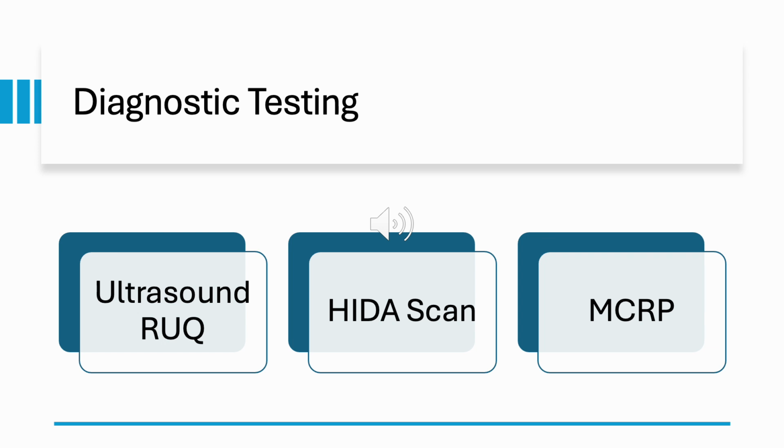Diagnostic testing for cholecystitis involves a right upper quadrant ultrasound. That would be the first test because it's the least invasive. A HIDA scan may be done. This would be done in nuclear medicine. They inject a radioactive tracer into a peripheral vein, and they watch it through the biliary tree. And it's used to evaluate biliary obstruction or bile leaks.